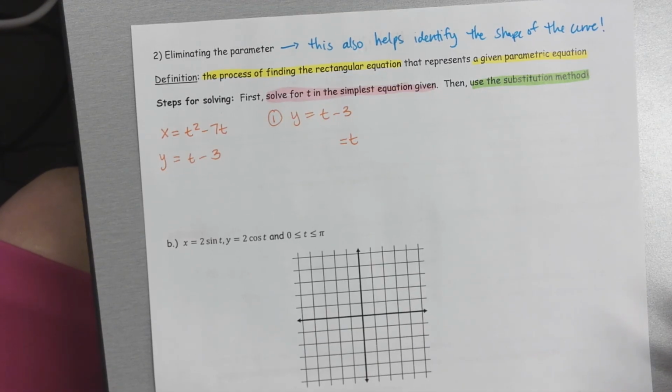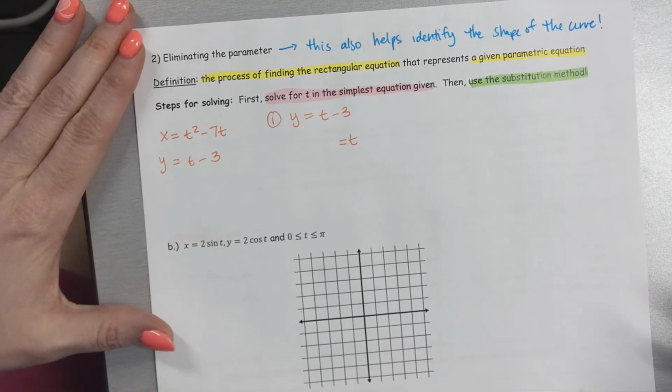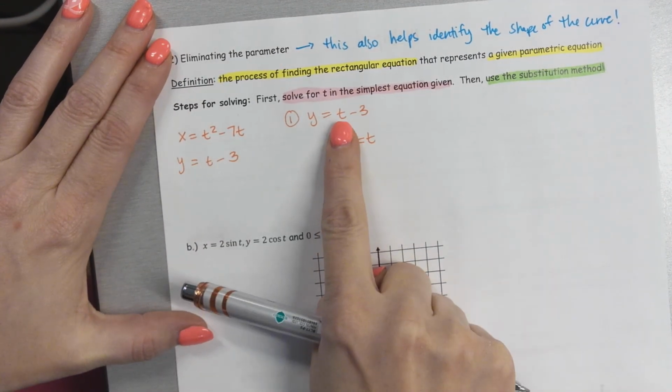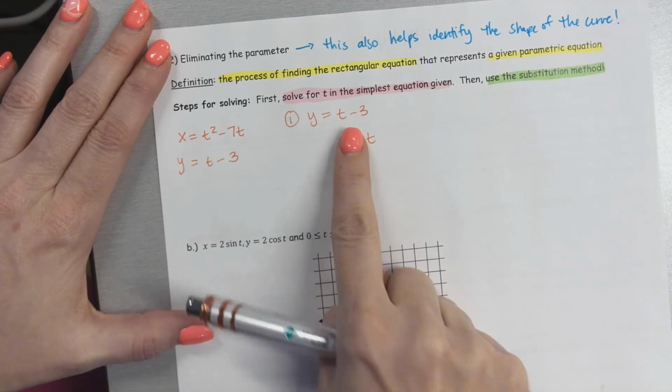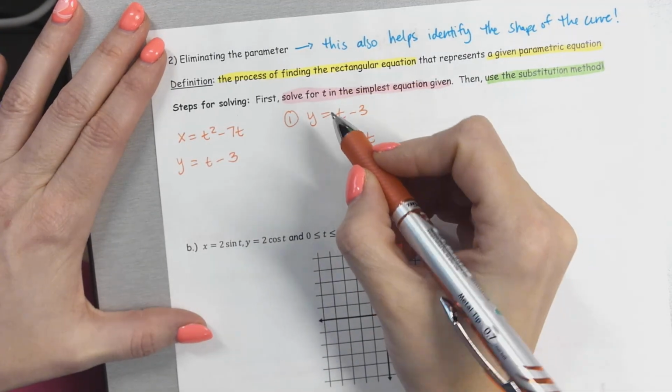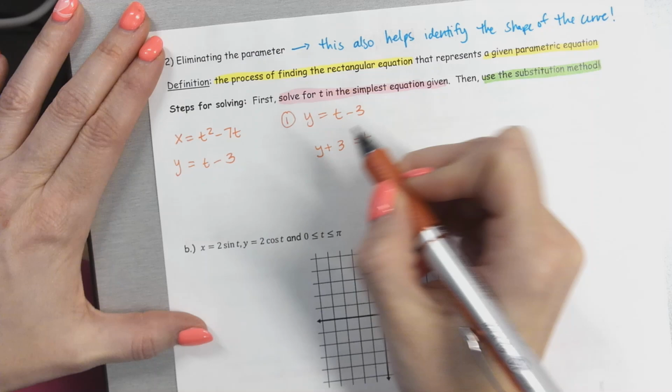So what are you doing with the 3? That's going to be part of it, right? So if you're solving for t, what are you doing with the minus 3? Yeah, you just add it to y. Yep, so y plus 3.